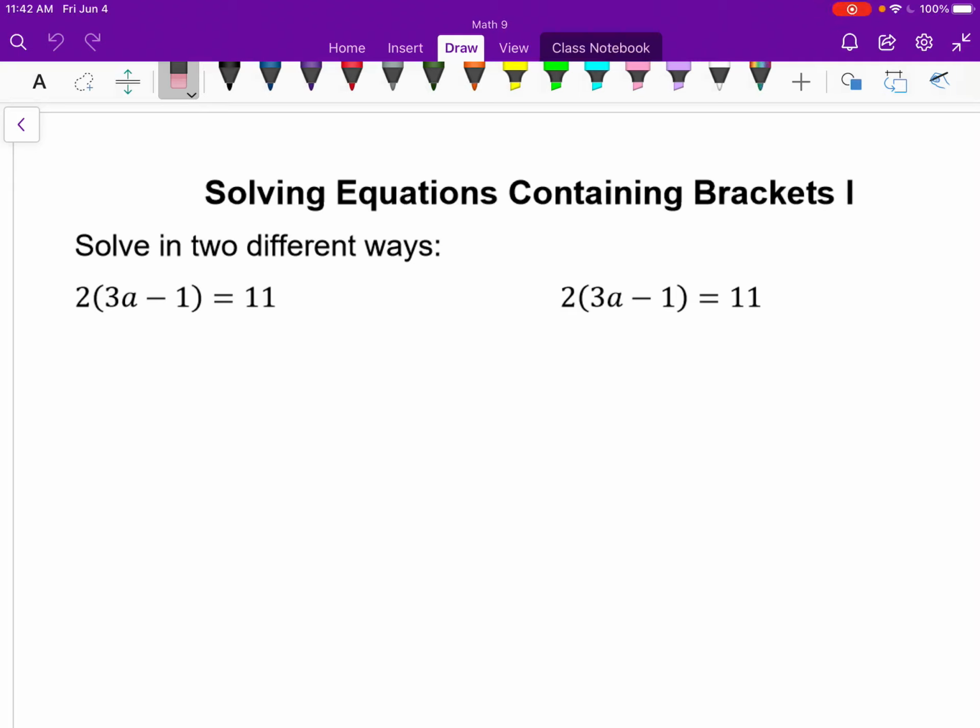Right, so the focus of this lesson is solving equations that involve brackets at some point. You always have more than one option to approach things, but I want to mention two common ways of approaching solving equations when you have brackets in them. What you see here is the exact same equation two times. So as it says, I want to solve this in two different ways.